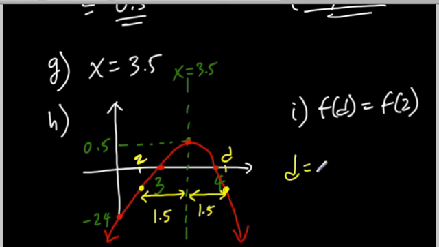So how do we find d? It's going to be 3.5, because that's the axis of symmetry. And it's going to be 1.5 to the right of it. So that's going to be plus 1.5. And so that's equal to 5. And so d is equal to 5, and that's our answer.